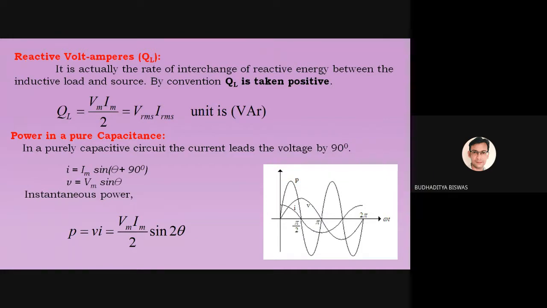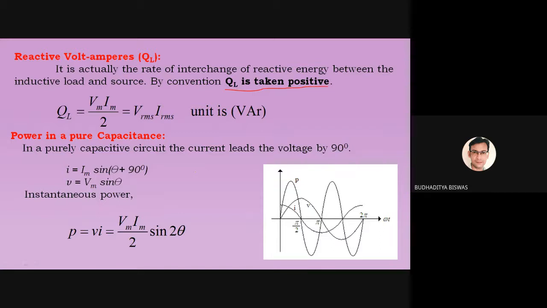Come to this one, reactive volt ampere. What is the definition of this reactive volt ampere? It is denoted by QL. It is actually the rate of interchange of reactive energy between the inductive load and the source. By convention, QL is taken as positive. Though the active power consumption by the inductor is 0, if we connect the inductor, then what happens?